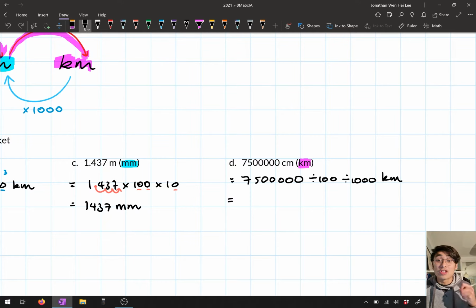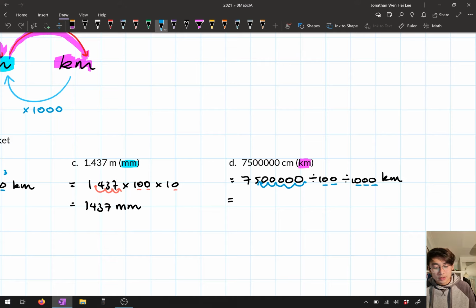Okay. Now here, just like we did before, I'm just going to count up how many zeros I'm dividing by. So 1, 2, 3, 4, 5. And because I'm dividing, instead of moving the decimal point to the right, I'm going to move the decimal point to the left. So here, the decimal point's here. I'm going to move it 5 times to the left. 1, 2, 3, 4, 5.